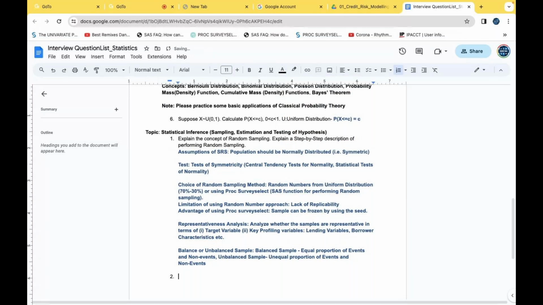Okay, the second question. Now another very common question which comes up on sampling, in terms of sampling approaches, is the difference between a simple random sampling and a stratified random sampling.